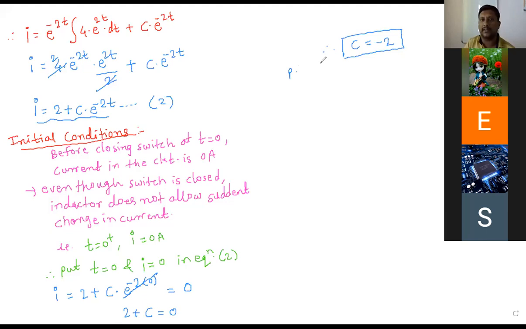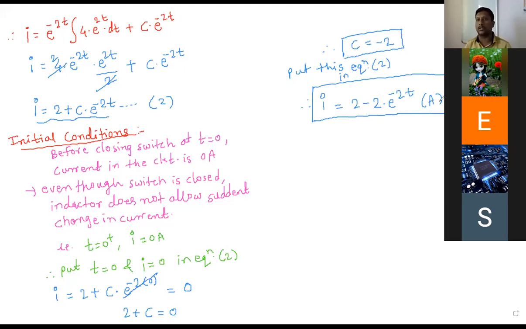So put this in equation 2 to get the final equation. That is I is equal to 2 minus 2 into e raised to minus 2t. So this is the transient response, this is my total response for current. Okay, so this is the answer of my first question, determine I.